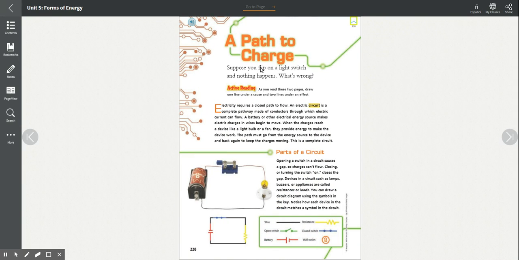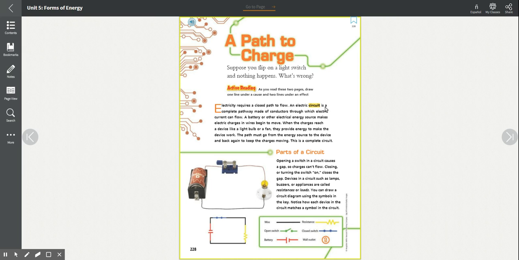A path to charge. Suppose you flip on a light switch and nothing happens. What's wrong? Active reading. As you read these 2 pages, draw 1 line under a cause and 2 lines under an effect. Electricity requires a closed path to flow.